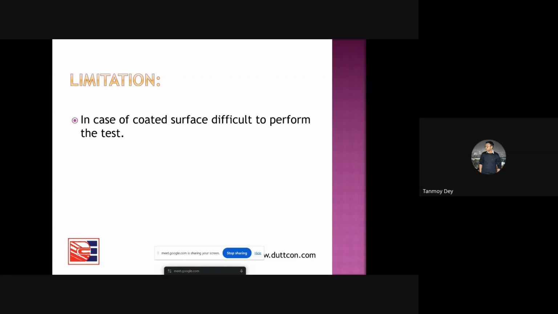Now, in the case of a coated surface, it is difficult to perform the test with the usual machine. So many manufacturers are there, like Mottsonic, Einstein and so many machines. But a few manufacturers like Olympus can measure the thickness of a steel pipe having a coating itself, without removing the coating. Now, another point I'm telling you, which is not in the slide.